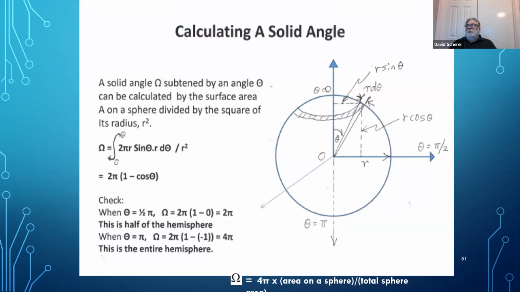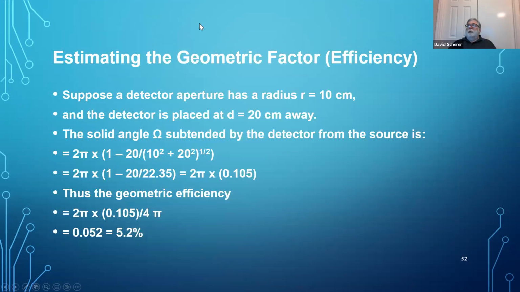This is another illustration of the same concept, that the solid angle is related to the distance squared and the radius of the device capturing the radiation. So this is an example problem of figuring out what portion of the solid angle is being captured by a detector. It has a radius of 10 centimeters, and you're at a distance of 20 centimeters away. You want to calculate the solid angle that's subtended by that.